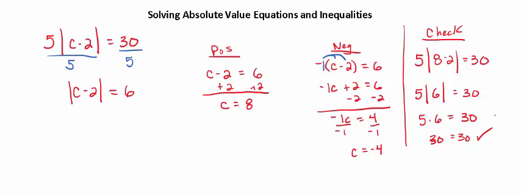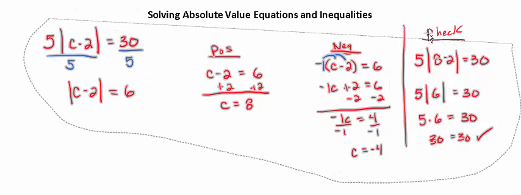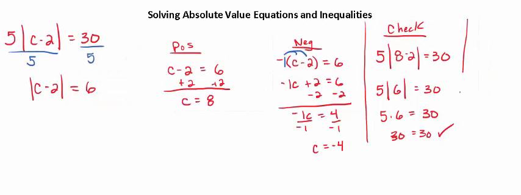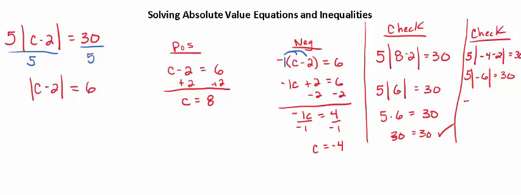Okay, let's try the other case. The other case would be the answer from our negative situation. And so what we would have is check, and we've got the same equation. 5 times, in this case we said it was negative 4, and it'd be minus 2 equals 30. Alright, and so now what we have here is 5 times the absolute value of negative 6 equals 30. The absolute value of negative 6 is 6, and so again we should get 30 equals 30. This does check out.